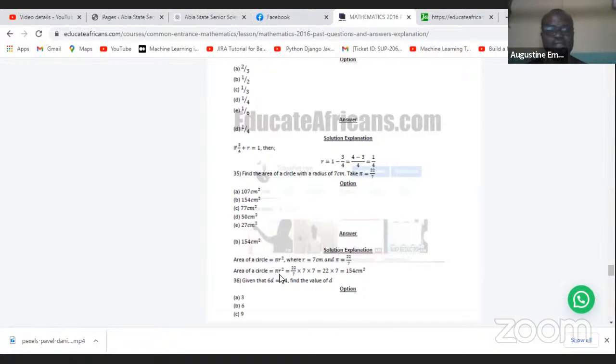So area of the circle then becomes this times this. r squared is simply 7 times 7. Okay, then we have 22 over 7. So you can actually, without multiplying this out, just cancel these two sevens. So that you just have 22 times 7, which is 154.